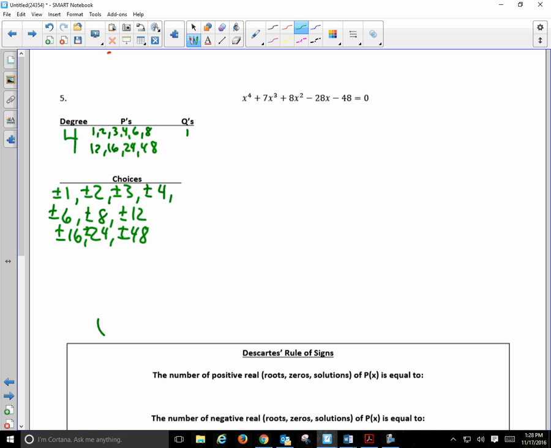Let's try 2. So 2 would be 16, plus 2 to the 3rd is 8 times 7 is 56. And then 2 squared is 4 times 8 is 32. And then minus 56, and then minus 48.